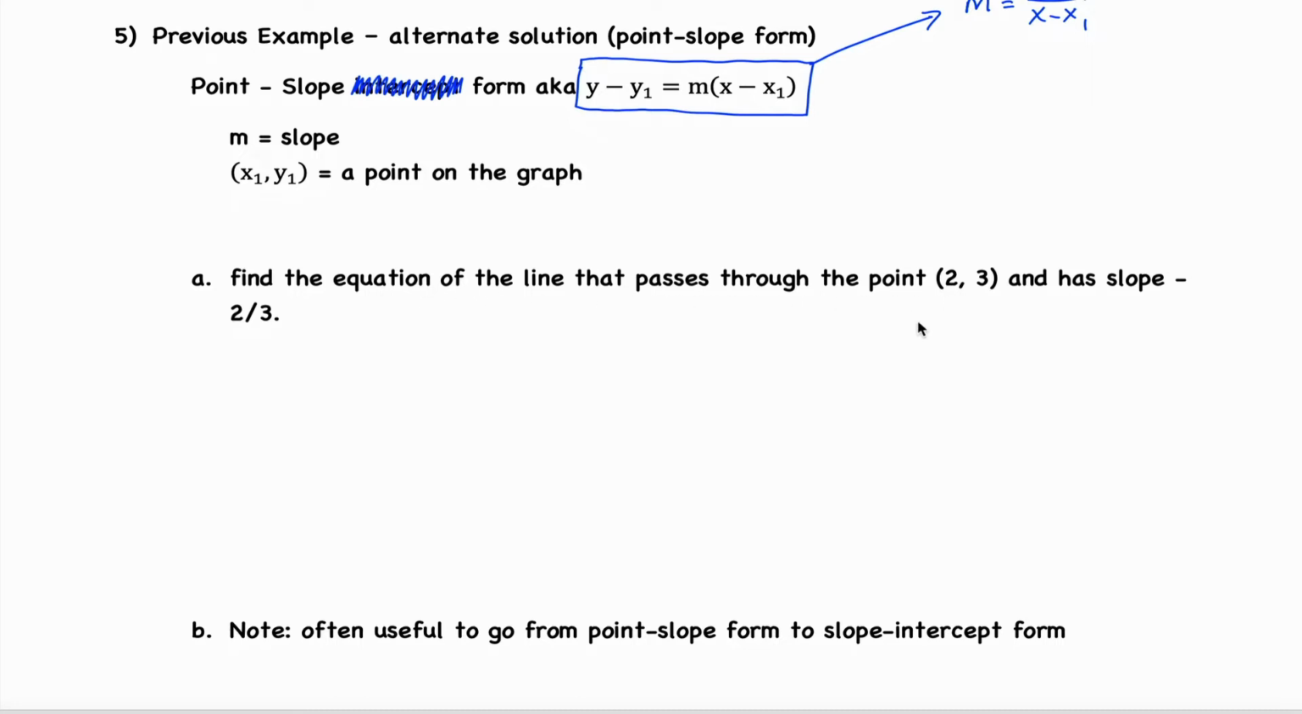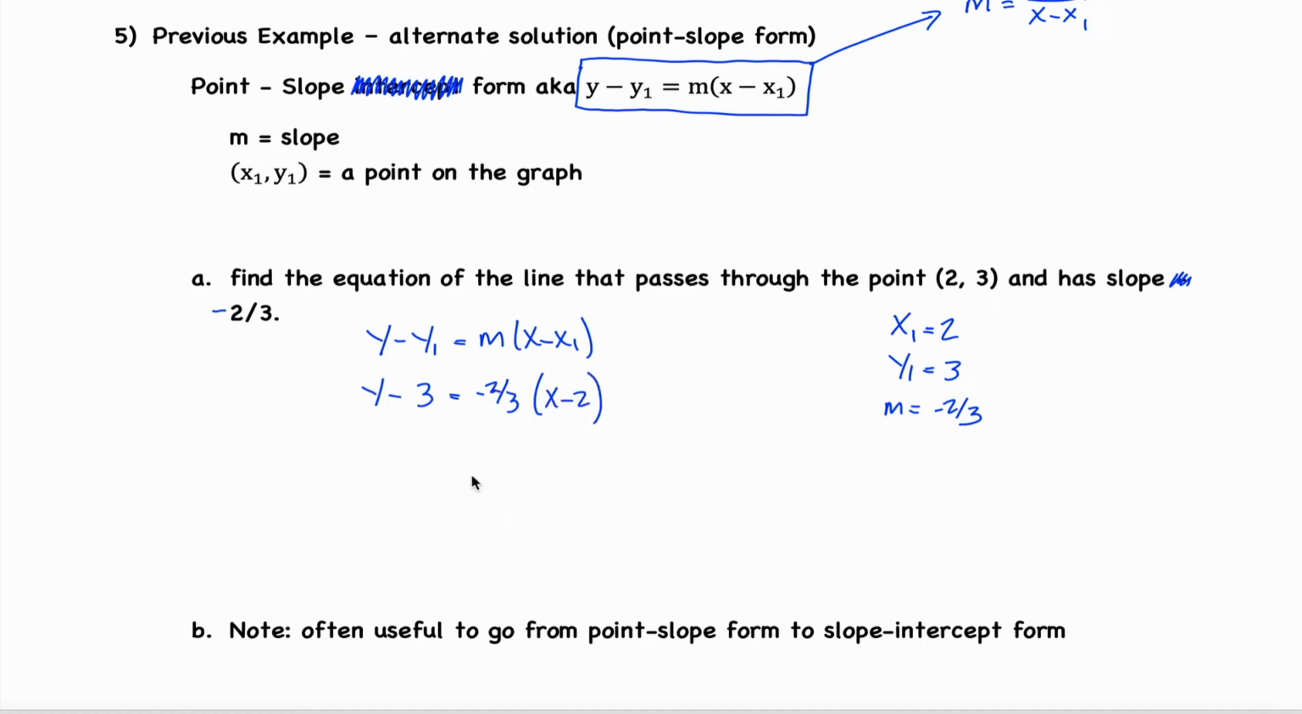That's exactly the scenario we were in with this example, where we were supposed to find the equation of the line that passes through the point 2, 3. So we could call x1 2 and y1 3, and it has a slope of negative 2/3. So m is equal to negative 2/3. If I want an equation of the line that passes through this point and has this slope, probably the easiest way to come up with that equation is just copy my point-slope form and then change the x1, the y1, and the m into 2, 3, and negative 2/3 respectively. So I would have y minus 3 is equal to negative 2/3 times x minus 2.